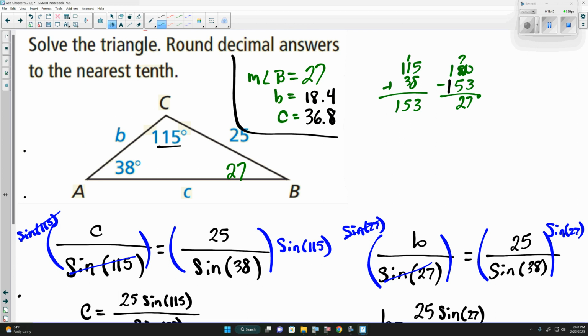And these values still make sense with triangles because we said the biggest side is opposite the biggest angle, yes? The biggest angle in this is 115. What's the biggest side? 36.8. Are they opposite each other? Yeah, so it still holds true. Smallest angle is 27, and the small side is still 18.4.